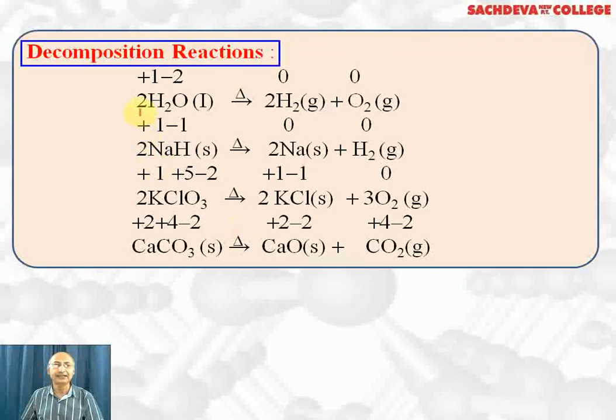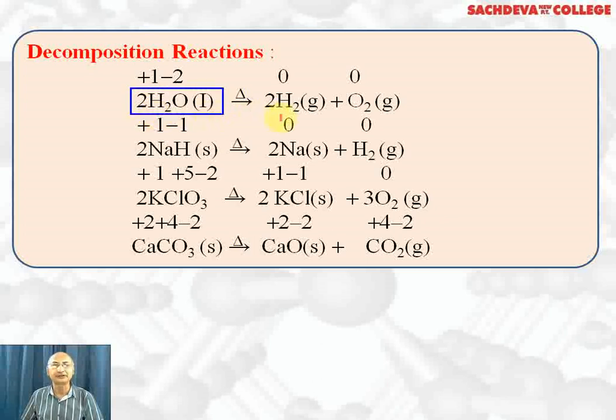Next we are taking decomposition reactions. We will also find out whether these decomposition reactions are redox reactions or not. How to find out? We will check whether change in oxidation state is taking place or not. 2 water liquid on decomposition gives 2 hydrogen gas plus oxygen gas. Now what are decomposition reactions? When one compound on heating decomposes to 2 or more elements or compounds, it is called decomposition reaction.